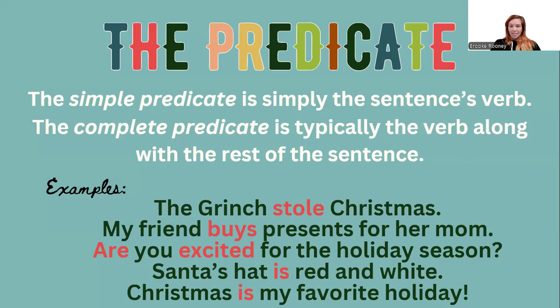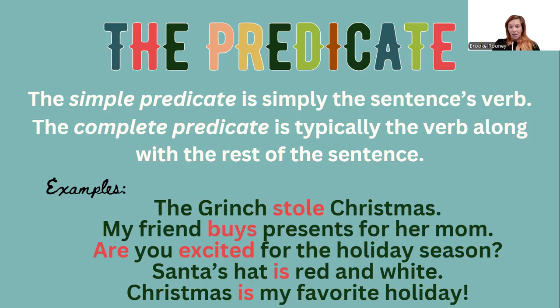So just the simple predicate are highlighted down here at the bottom, but we can go over the complete predicate when we do the examples. So that first example, the Grinch stole Christmas. Stole would be the verb, and then stole Christmas would be that complete predicate. My friend buys presents for her mom. Buys would be the simple predicate or the verb, and then buys presents for her mom. My friend does what? Buys presents for her mom.